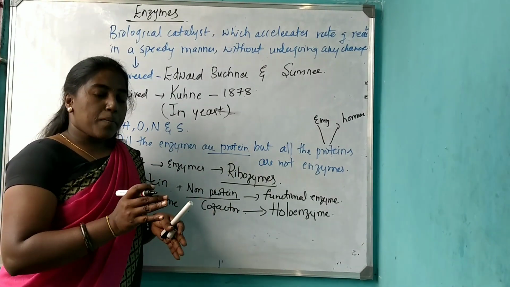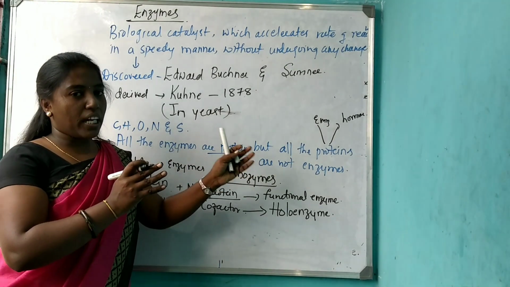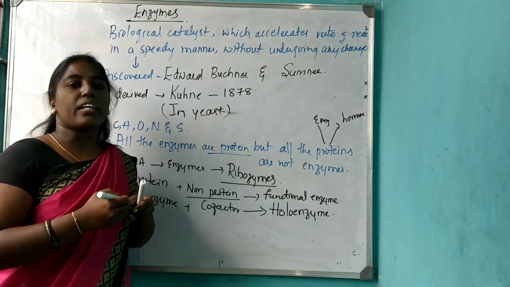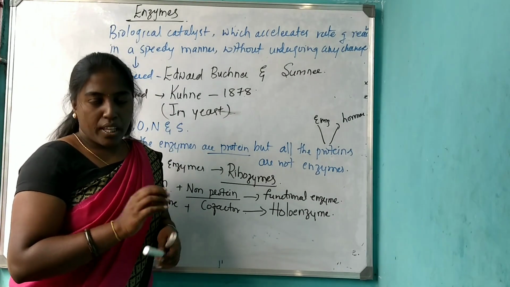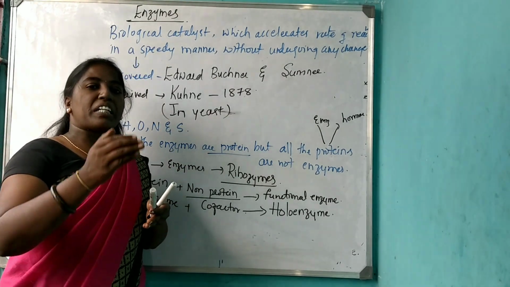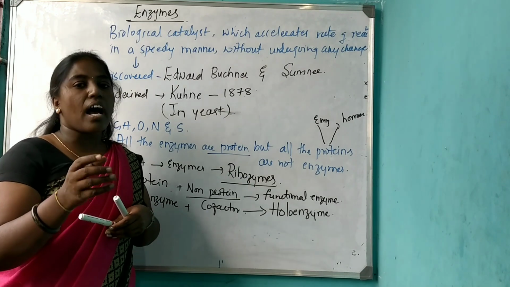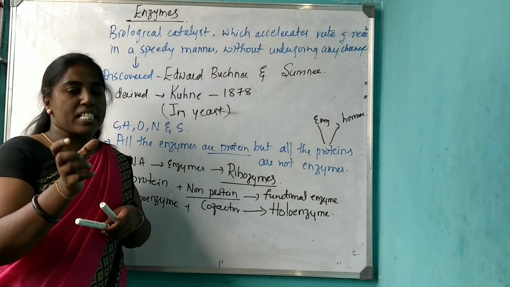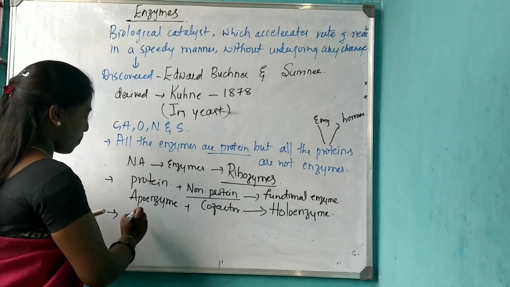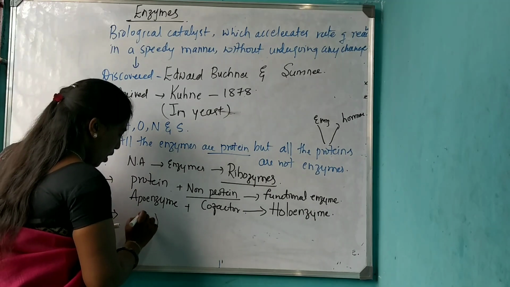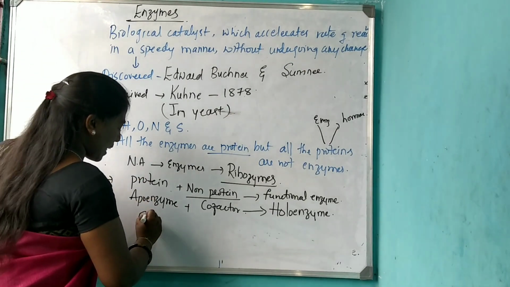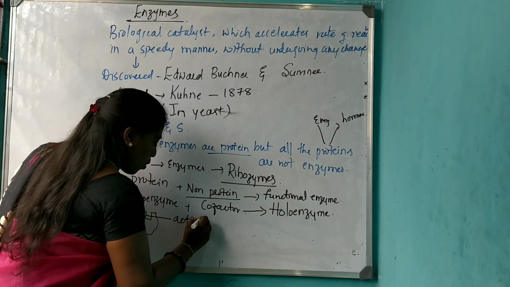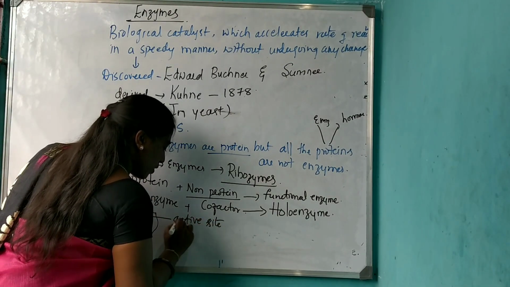So these enzymes function as a catalyst, we know that, which increases the rate of reaction. That is totally due to the presence of the active site. These active sites are nothing but crevices, that is cracks or pockets on the surface of the enzyme. For example, if you consider this as the enzyme, a small pocket-like structure is called the active site.